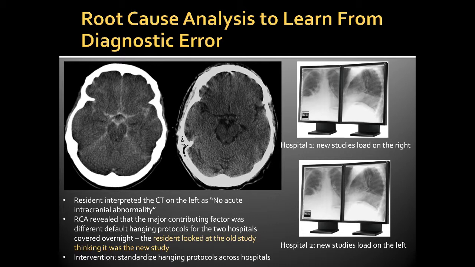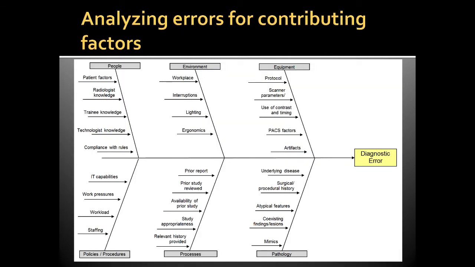This could have happened to any of us. Once you identify errors, you can analyze them for contributing factors. One way to do this is to use a fishbone diagram. You have multiple categories, such as people, environment, equipment, policies and procedures, processes, and pathology. And under each category, you have multiple types of contributing factors.